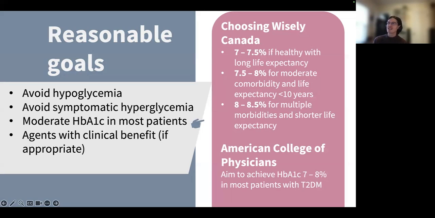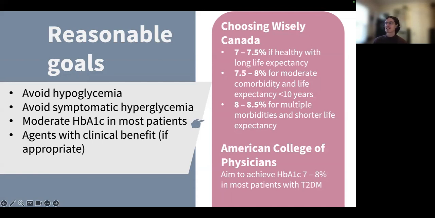And I think in terms of guidance, Choosing Wisely Canada and the American College of Physicians both have A1C targets or A1C ranges which are reasonable. Choosing Wisely Canada provides a range of goals based on individual factors, things like life expectancy, comorbidities. And, in theory, this makes sense. And it's not actually necessarily informed by any direct evidence. The principle is that, okay, it's okay to relax these A1C ranges a little bit with increasing multimorbidity and frailty.